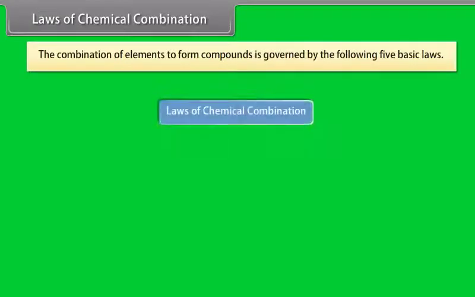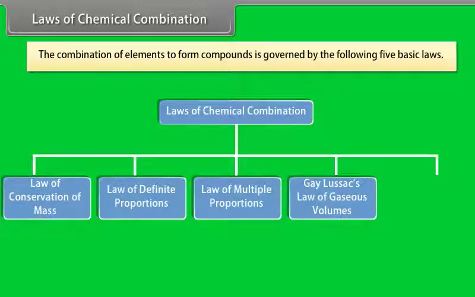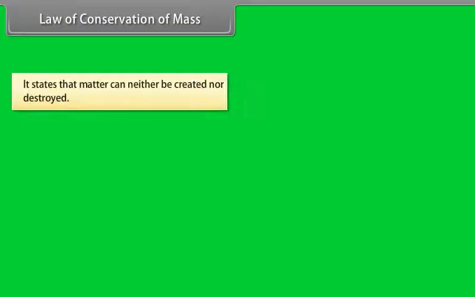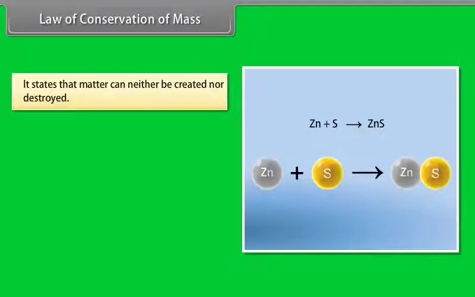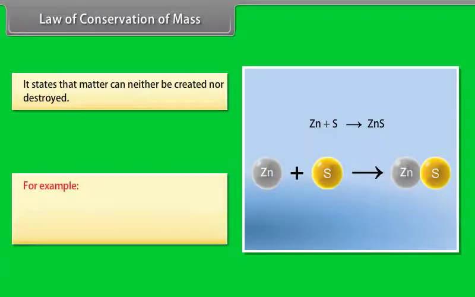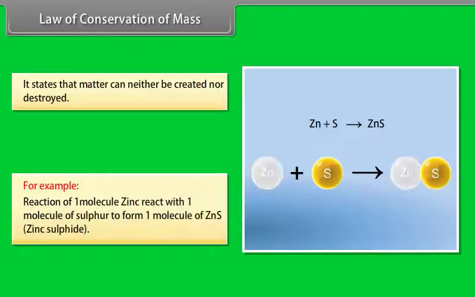Laws of chemical combination. The combination of elements to form compounds is governed by the following 5 basic laws. Law of conservation of mass. It states that matter can neither be created nor destroyed. For example, one molecule of zinc reacts with one molecule of sulfur to form one molecule of zinc sulfide.